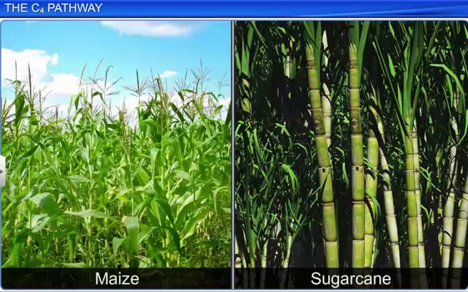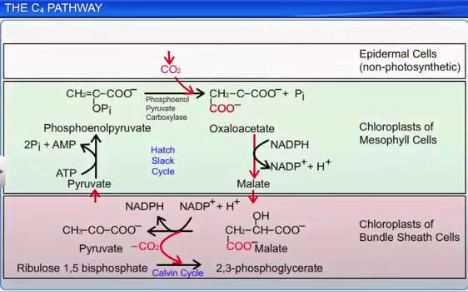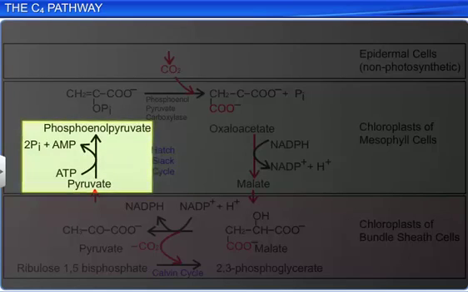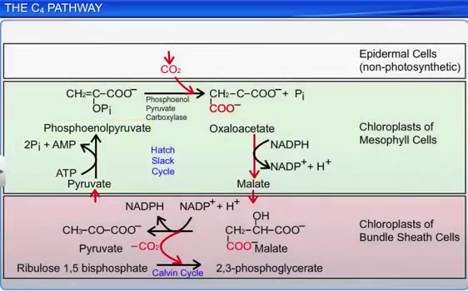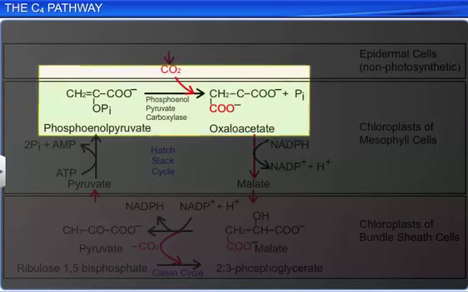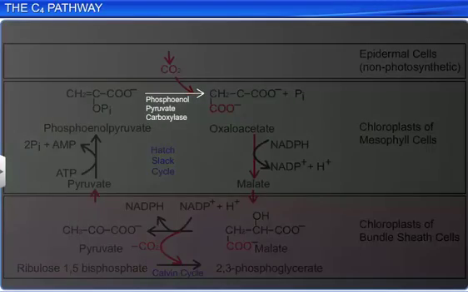In the C4 pathway, carbon dioxide is fixed in the mesophyll cells. The first step is the conversion of pyruvate to phosphoenol pyruvate by utilizing one molecule of ATP in the presence of the enzyme pyruvate phosphate dikinase. Phosphoenol pyruvate, a 3-carbon compound, accepts carbon dioxide to form oxaloacetate, a 4-carbon compound. This reaction is catalyzed by phosphoenol pyruvate carboxylase.